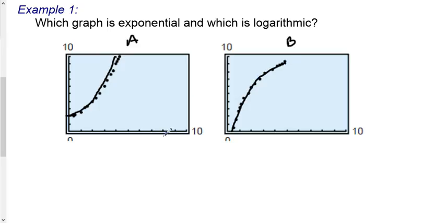So if we think about the characteristics of an exponential function versus a logarithmic function, when I have y equals a times b to the x, we know that we'll have one y-intercept but no x-intercepts, and it looks like that this graph will produce a function like that.